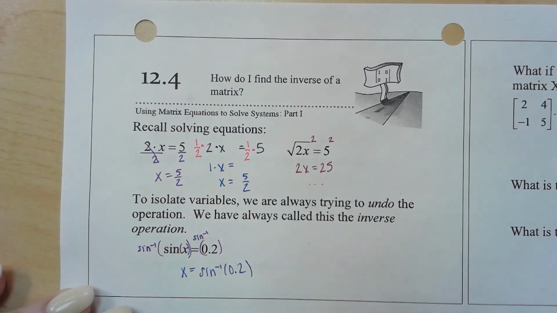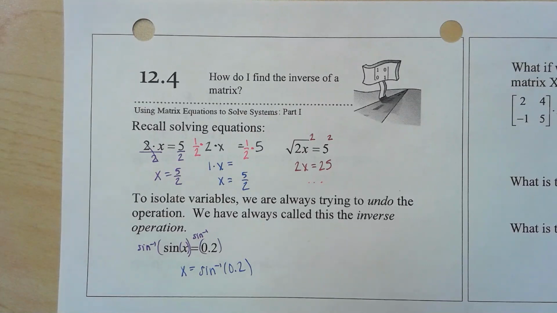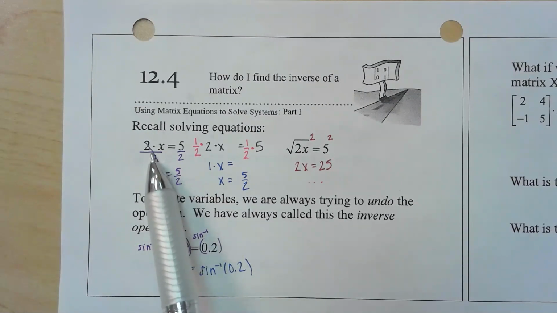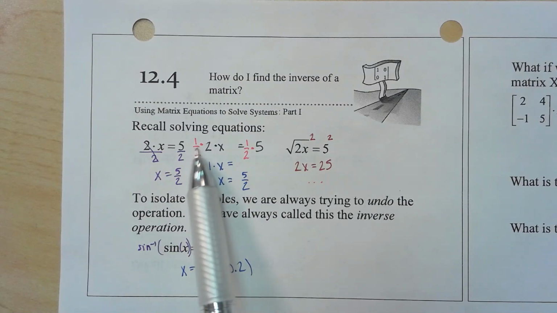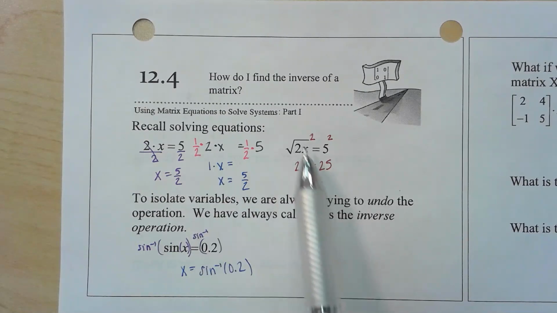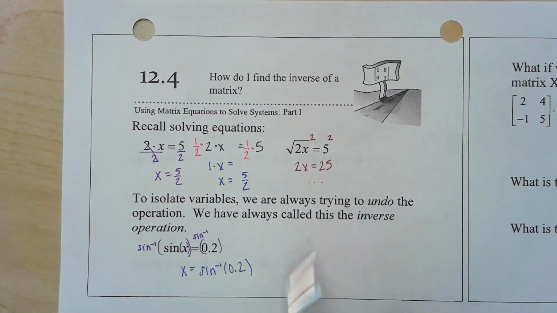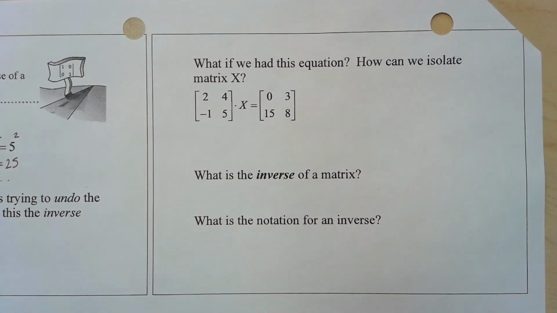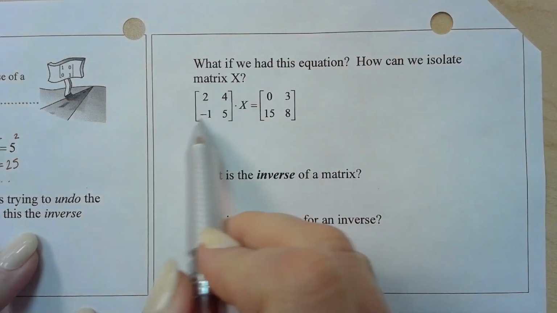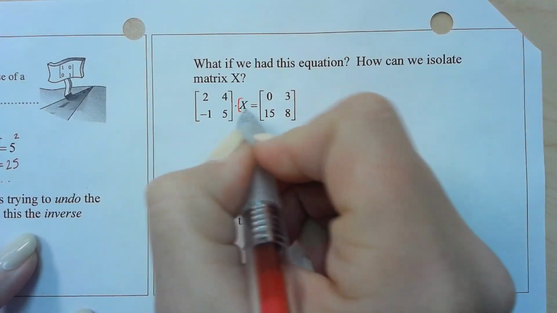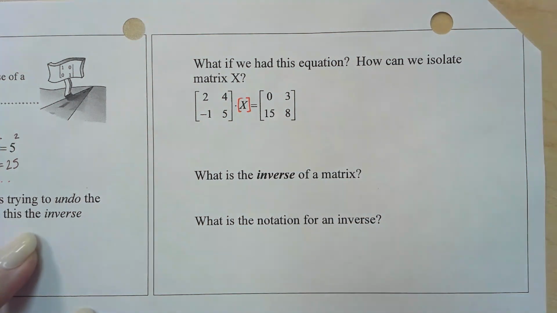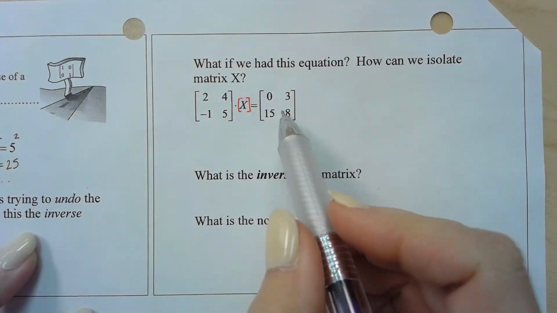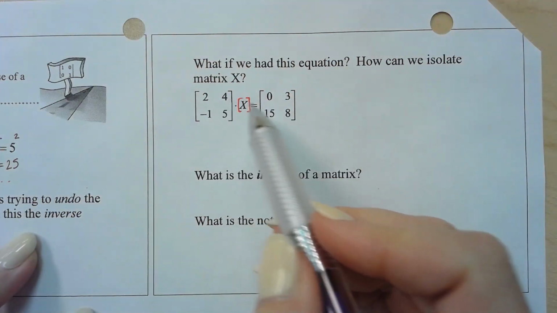What I'm trying to remind you is that there are a lot of different ways to undo operations. Division is an undoer of multiplication, but so is multiplication by the right number. Squaring is the undoer of a square root. An inverse sine is an undoer of a regular sine. So let's tie this into matrices. What if I had this equation? What if I have this matrix times capital X, meaning it's a matrix, equals this matrix? We're saying this times what will give me this?